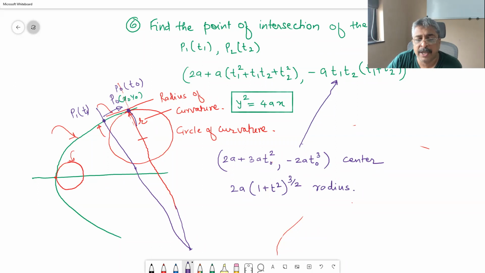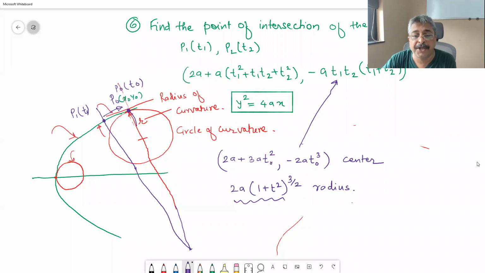Then what remains is finding the distance of the center from P naught. That comes out to be equal to this. So it is actually easy, having already done the hard work of finding the point of intersection. If we call T1 as T0 and T2 goes to T0, then we get this, and here also we get this. So the center is done, and the radius is going to be the distance between this point and a T0 square comma 2a T0. After simplification you will get it like this. That is your radius of curvature.